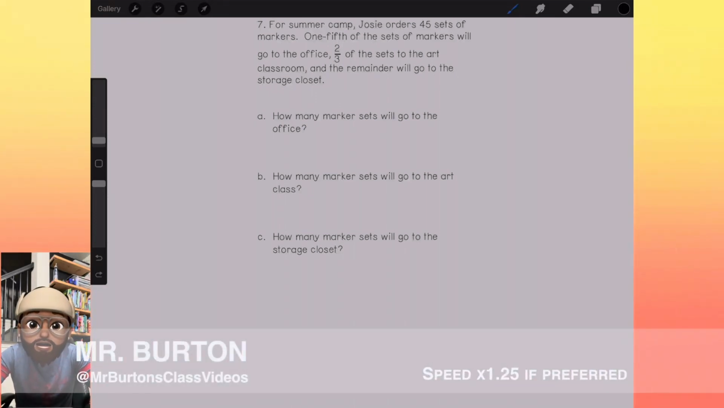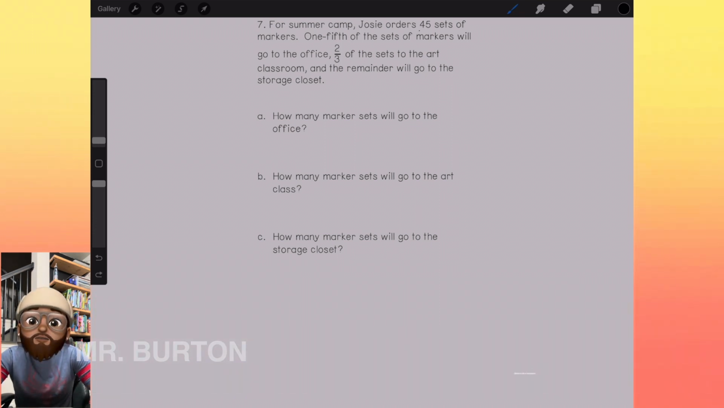Today we're going to go ahead and take care of an I do for lesson 6, which is multiplying rational numbers. We've covered addition, subtraction, now we're covering multiplication, and finally we'll cover division after this.